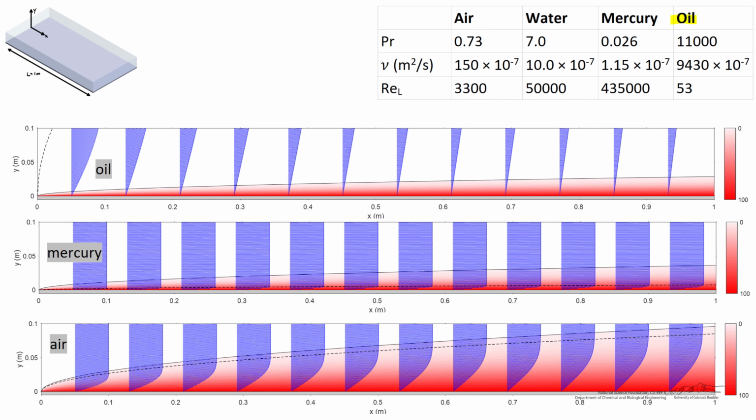Let's take a look at our last fluid, oil. Oil has a very large Prandtl number, a very large kinematic viscosity, and consequently will have a very small Reynolds number. Immediately apparent is that the thickness of the momentum boundary layer is off the charts. It's much larger than 0.1 meters.